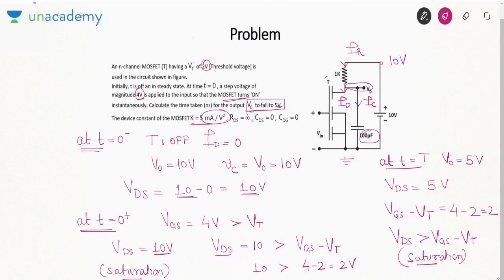Other than this, see this information. The capacitances are given as 0, because if there was any capacitance between drain and source, it would be added to this capacitance. These types of capacitances will be used in frequency response when we study frequency response. But right now it has given us these capacitances to be 0, which means there is no capacitance connected parallel to the 100 picofarad capacitor.